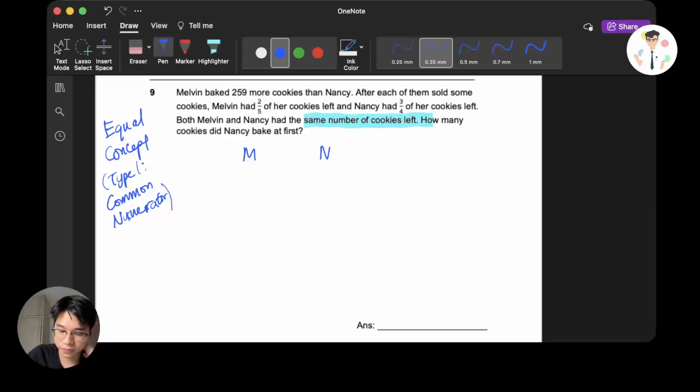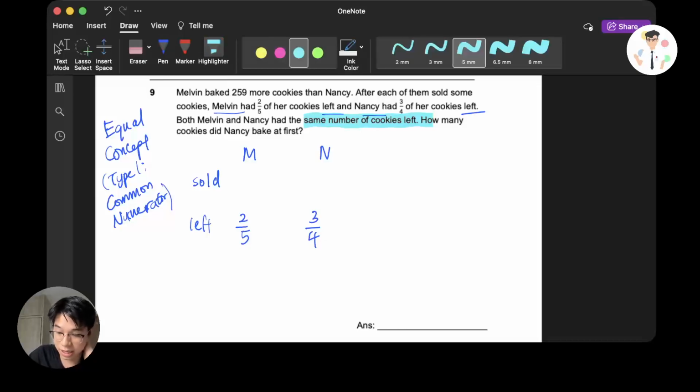Melvin and Nancy. This is so, this is left. Now, here is what, after each of them sold some cookies, Melvin had 2/5 of her cookies left, right? Now, left, I will just write here, 2/5, Melvin, left. Again, some of you write wrongly. This one is very clear, right? This is Melvin, left. Nancy, 3/4 of her cookies left. And what they are saying is that the left is the same. So this left is the same.